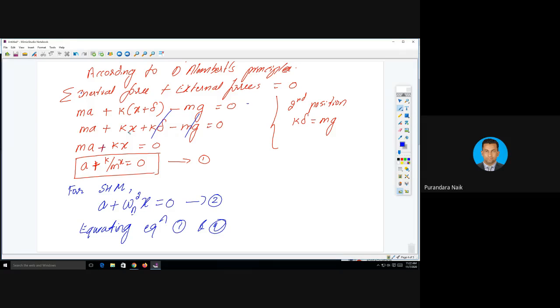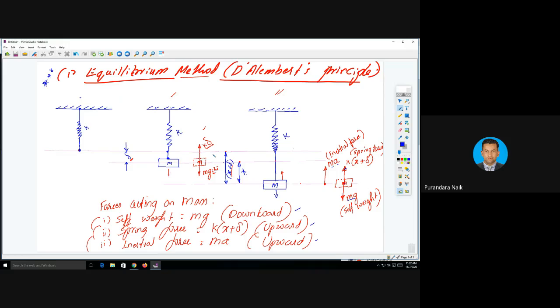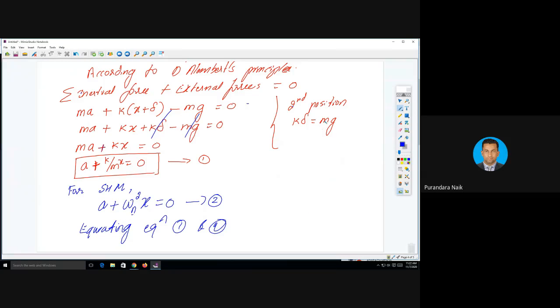Next, if you expand it, we get ma plus kx plus k delta minus mg is equal to 0. In the second position we have only two forces, k into delta and mg, one upward and the other downward. That's why k into delta is equal to mg. If you substitute it, these two terms cancel and we have the equation ma plus kx is equal to 0. If you divide the entire equation by m, we get a plus k by m into x is equal to 0.